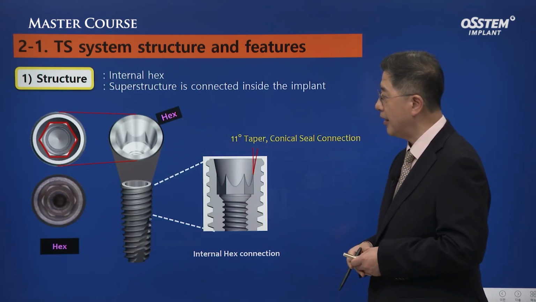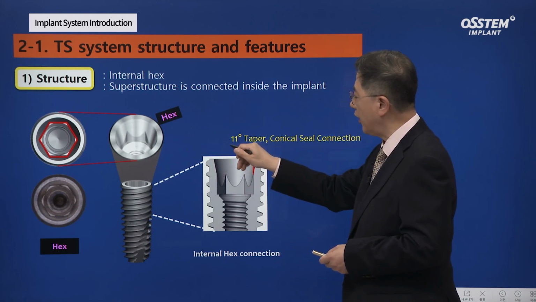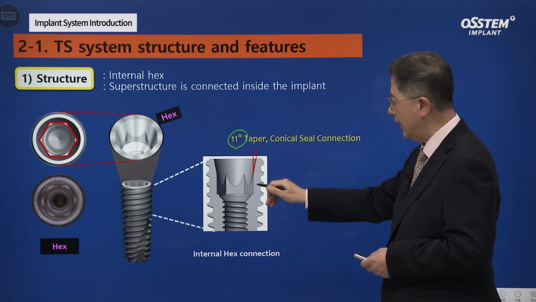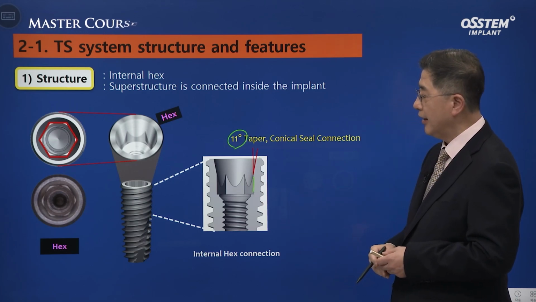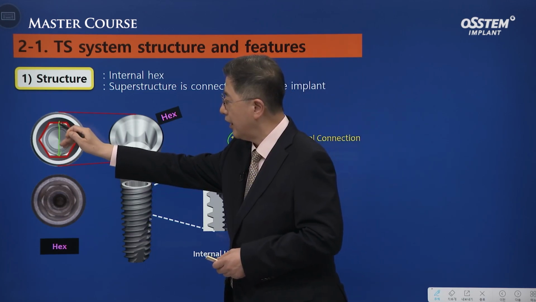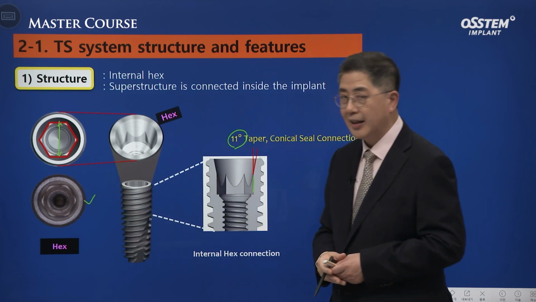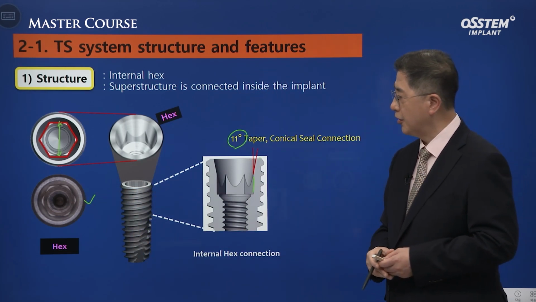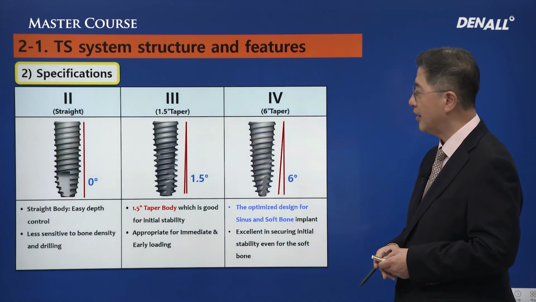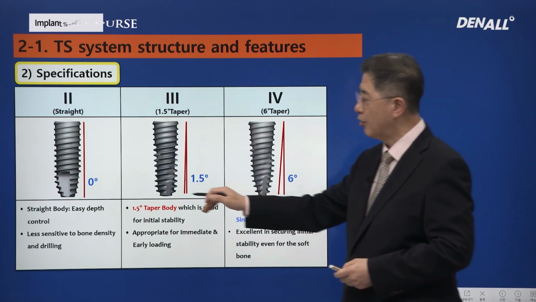This is a TS implant system which is used most widely. It has an 11-degree tapered structure and it has about 1.2 millimeters of surface with the shape of a hexagon below. The hexagon is 2.5 millimeters in diameter. In regular connection, it is 2.5 millimeters. This is an occlusal view of the actual implant. It is popular in the market as it has a stable connection, as you can see here, and it is easy to deliver prostheses.